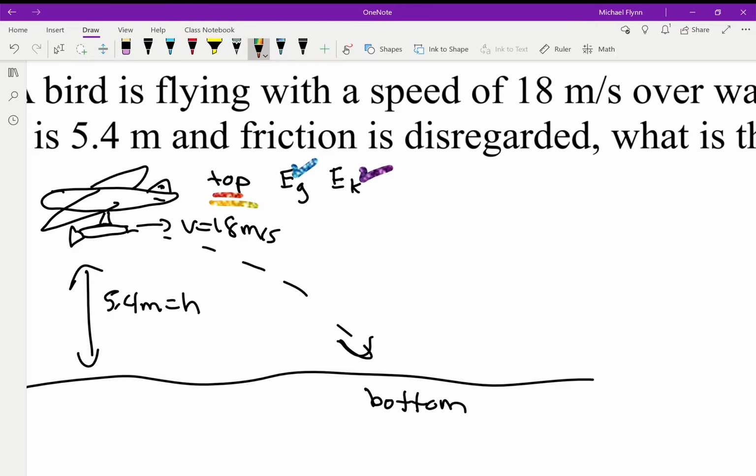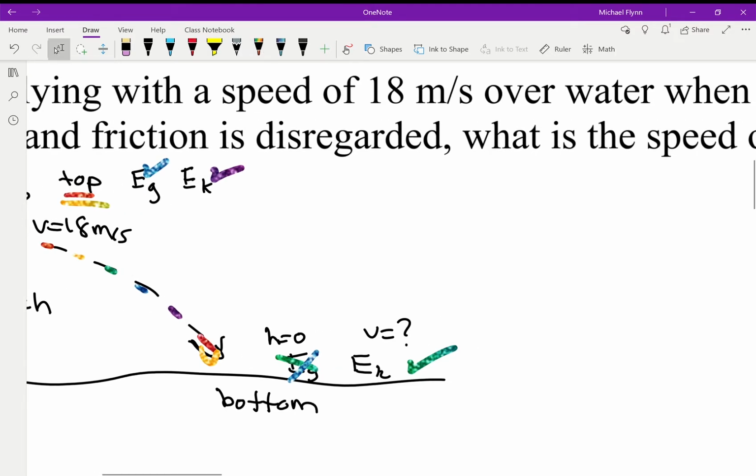Okay. Now at the bottom, once the fish falls into the water and reaches the bottom, I'm going to list the 2 kinds of energy down here as well, EG and EK. Well, here the height is 0. We're not going to really worry about it going any lower. So that means it doesn't have any more gravitational potential that we have to worry about. But it's got speed, and what they're asking us for is the speed, right? So it definitely still is moving and therefore has kinetic energy.